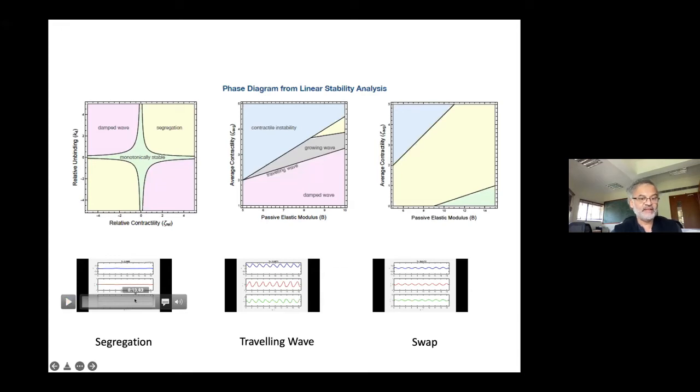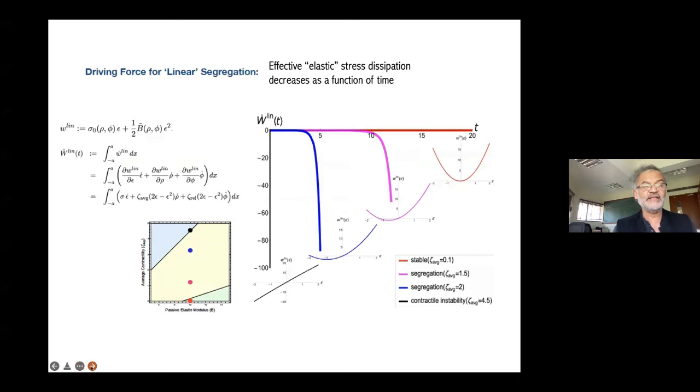And in addition to the segregation instability, you have other kinds of instabilities that are traveling waves or swap phases, as shown here. I won't go through the details of this because of lack of time. But basically you get segregation, and this is interesting because there is no attractive interaction between these myosin species. They're blind to each other, the two active stresses. Yet there is a segregation which is mediated via the active meshwork that embeds the system.